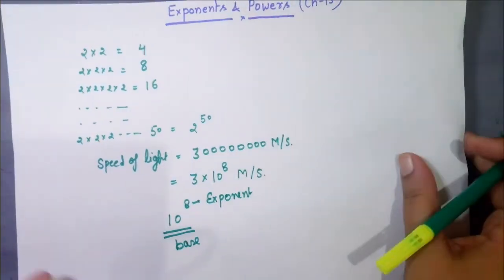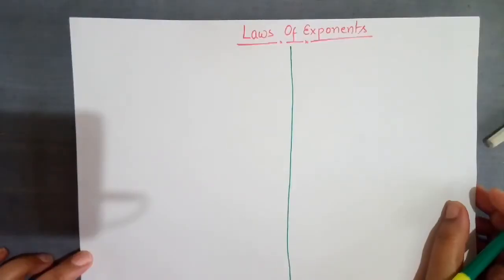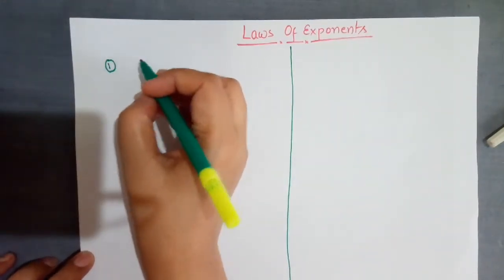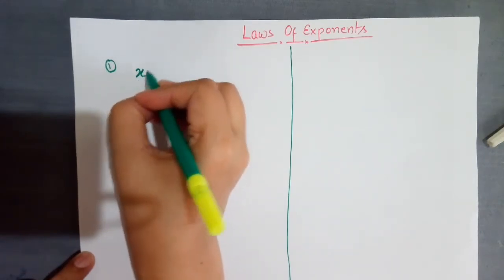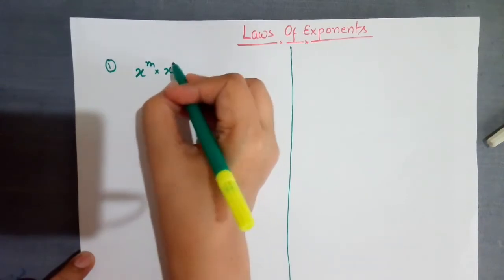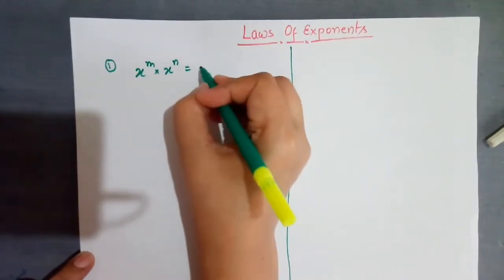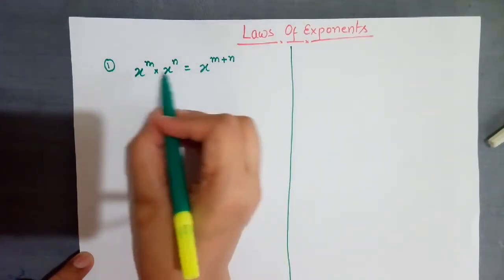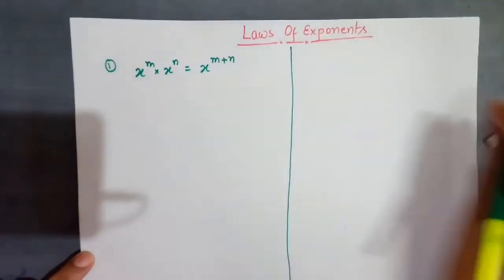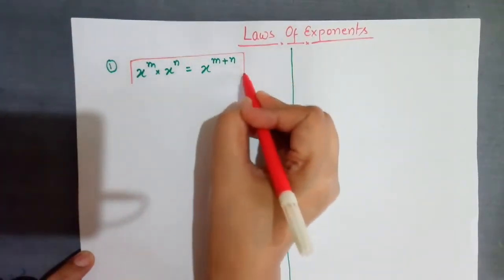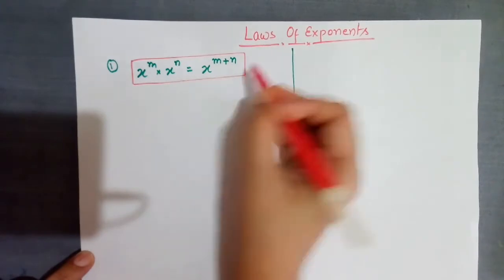Now we discuss the laws of exponents. The first law of exponents is the law of multiplication. If the base is the same, x to the power m multiplied by x to the power n will become x to the power m plus n. In multiplication, powers will add. Powers will add in multiplication. This is the first law, when the base is the same.